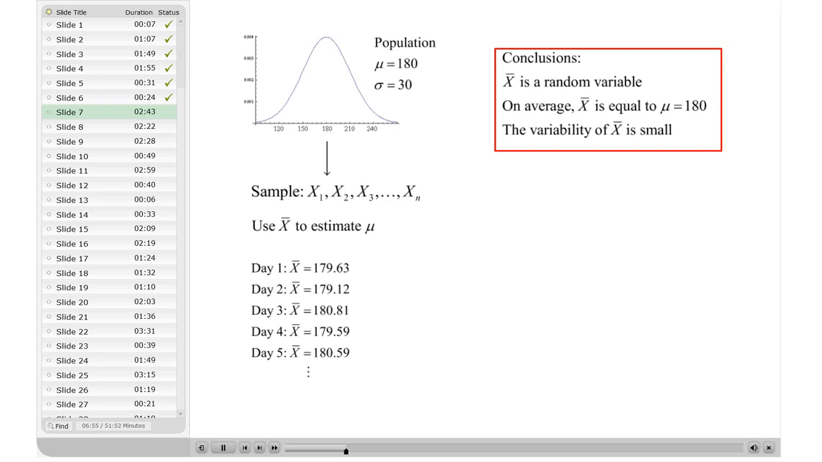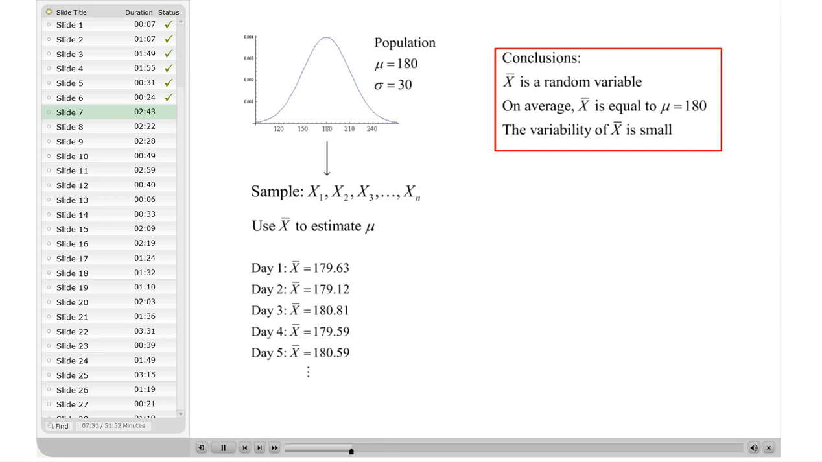Now, another thing that you can see is that on average, the sample mean will be equal to the population mean. So you can see here that sometimes when I calculate the sample mean, I get a number that's a little bit under 180, but sometimes it's a little bit over 180. But the point is, if we continued this process forever, and we wrote down a number every day for forever, then the average of all those sample means that we get would actually be exactly equal to 180. So, and again, on average, the sample mean is equal to the population mean.